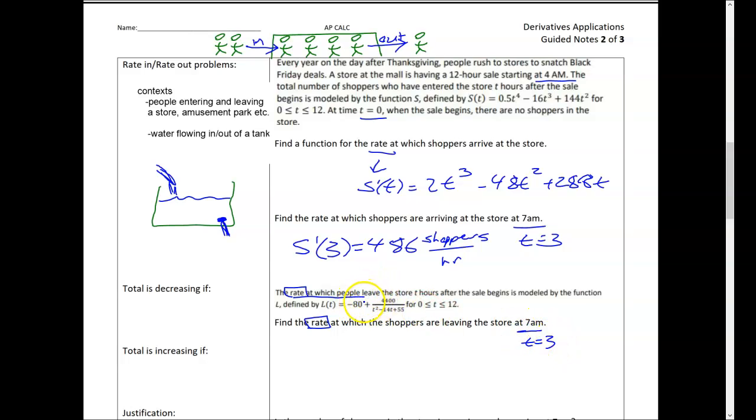Now we have to be careful here. It's important that we have read this carefully because L of t is already a rate. Previously s of t was just the number of shoppers, and we did take the derivative to get to the rate. Here this is already done for us, right? This is already the derivative of the number of people who have left. So to find this rate, all we have to do in this case is take L of 3. You have to do a little bit of interpretation here to do these correctly. And L of 3 is going to be 120 people per hour, or shoppers per hour, I should say. And I just plug that into my calculator.